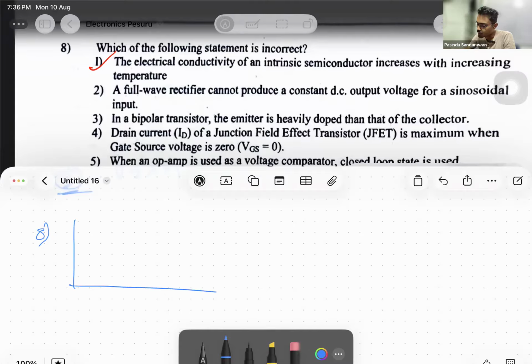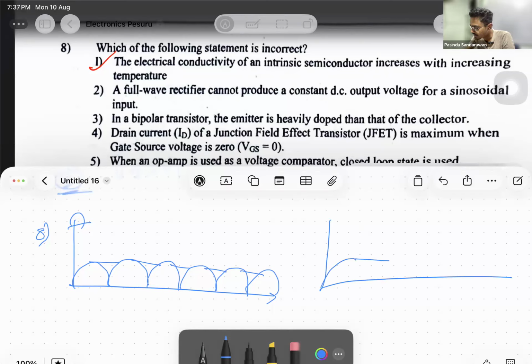In a full wave rectifier, the output is something like this. That is not exactly constant, but it is close to constant. And if there is smoothing, the current is like this. After smoothing, what you are getting is something like this. It is approximately constant, but not exactly constant. Then we can consider it as correct. Cannot produce an exactly straight line, but it is close. It is close.